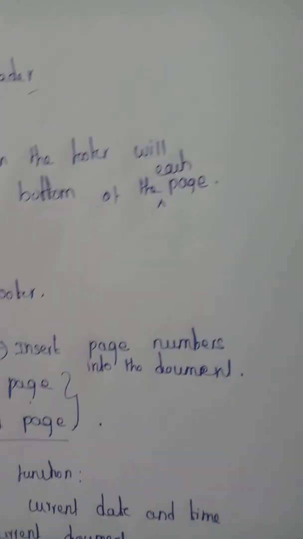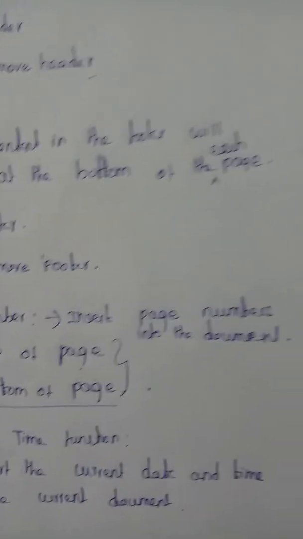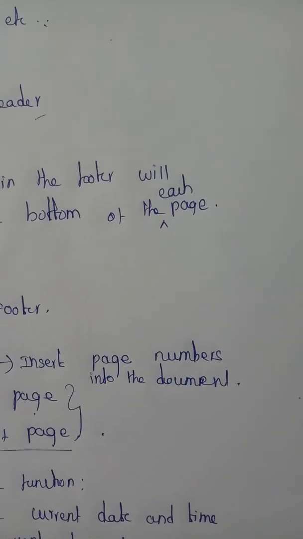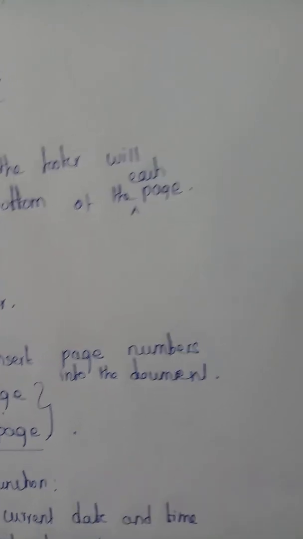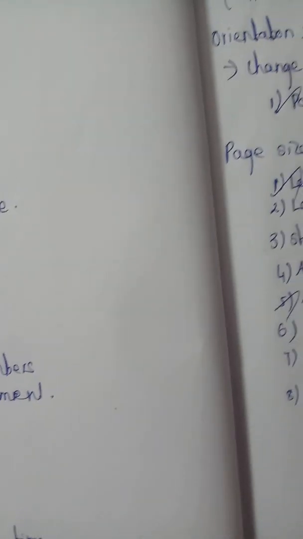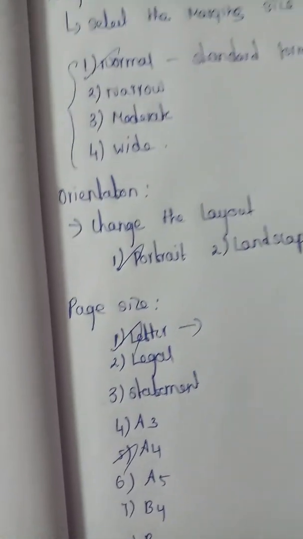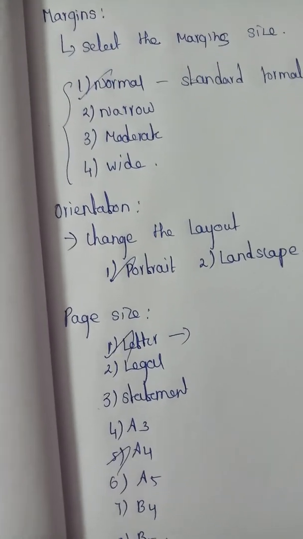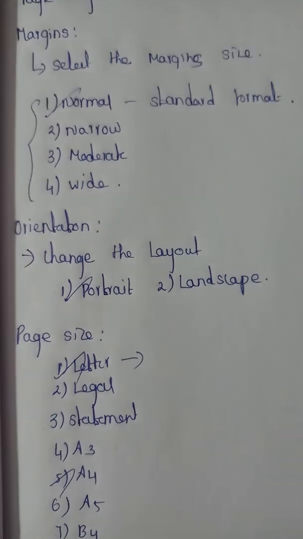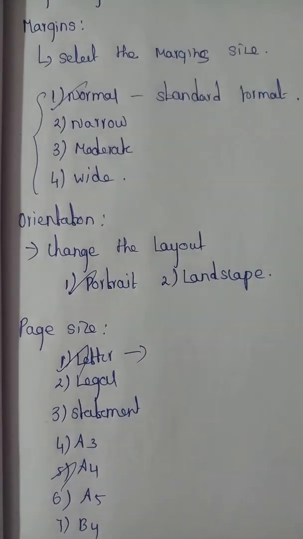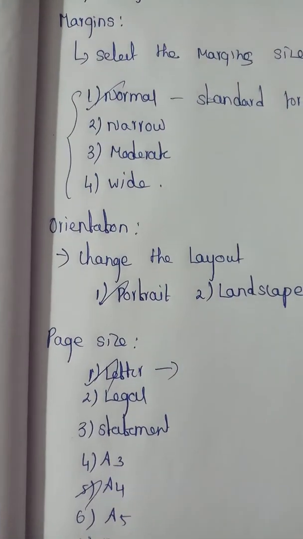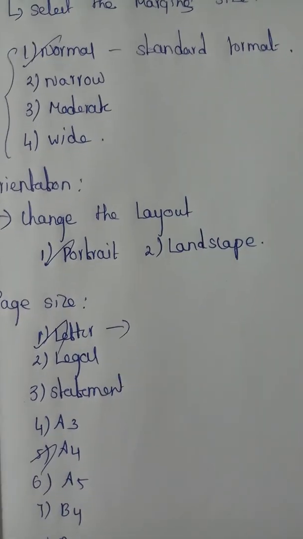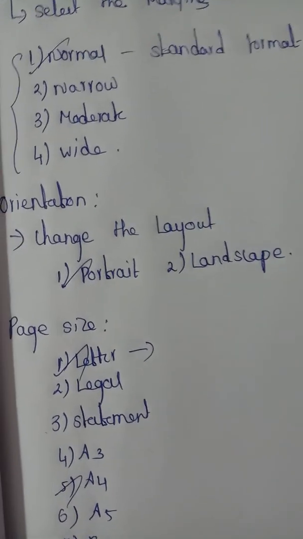And the date and time function is used to insert the current date and time into the current document. And the next one is the page layout menu. Here you have the options: the first option is margin. You can select the margin size for the entire document or for a single page.